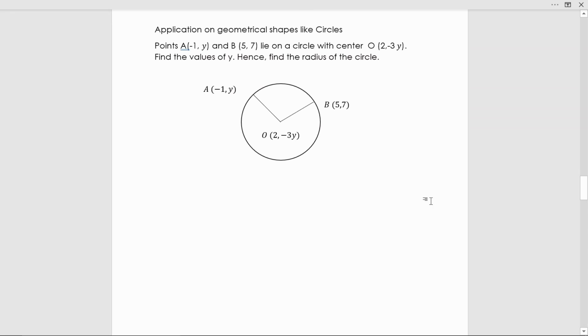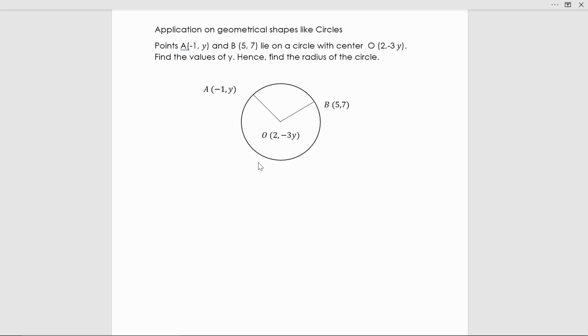So the third and the last application of the distance formula we're going to see on geometrical shapes like circles. So let's take the example. There are 2 points, point A and point B. We can see that point A (minus 1, y) and point B (5, 7) lie on a circle whose center is (2, minus 3y). So we have to find the value of y, and hence we have to find the radius of the circle. So how can we take up this problem and solve it?